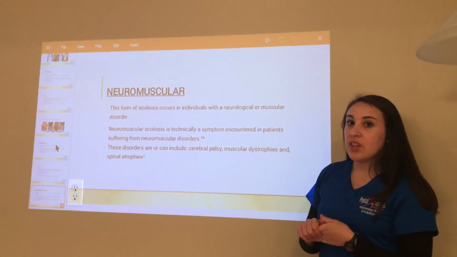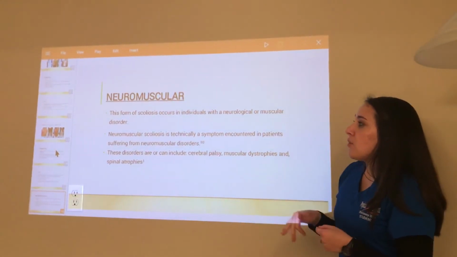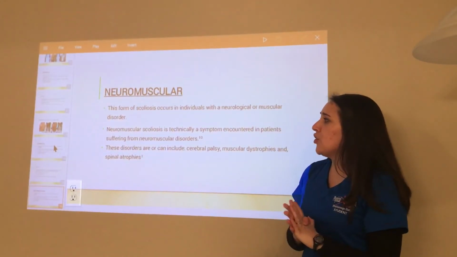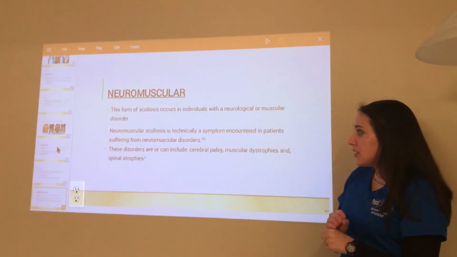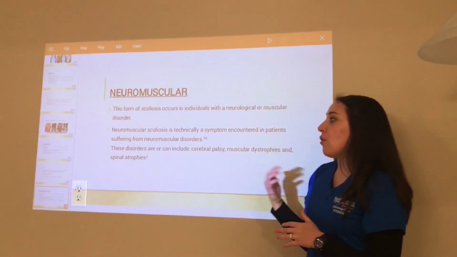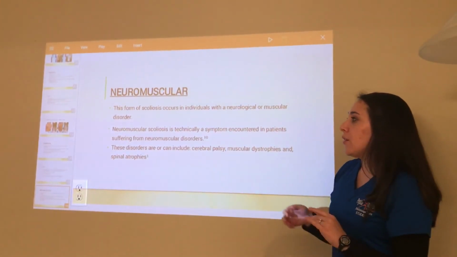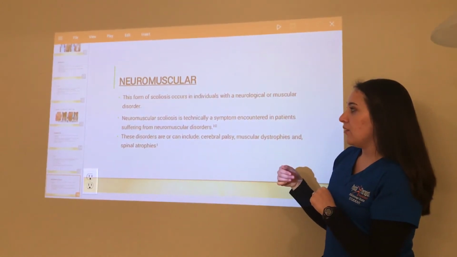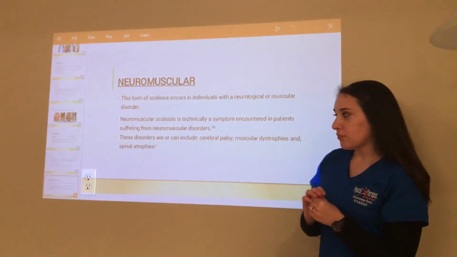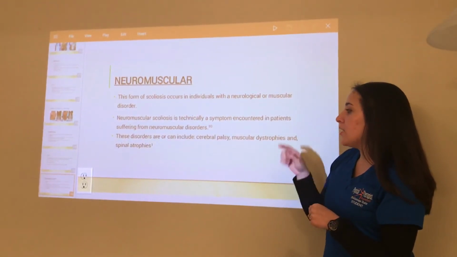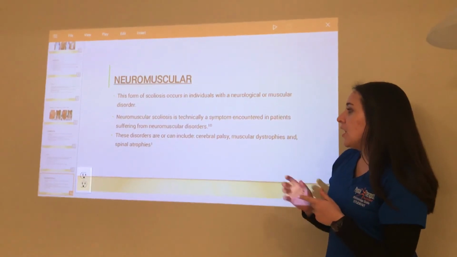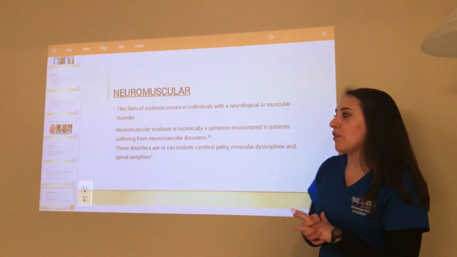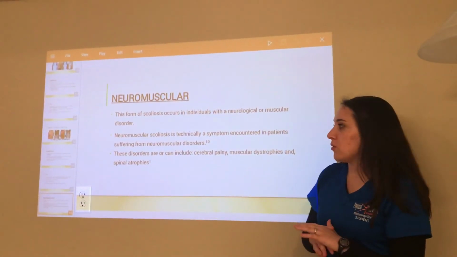Our fourth and final type of scoliosis is neuromuscular. This form of scoliosis occurs in individuals with neurological or muscular disorders. Neuromuscular scoliosis is technically a symptom that's encountered in patients who have or are suffering from neuromuscular disorders. So, due to the disease that they have, it causes neuromuscular scoliosis. Some of these disorders that can cause it are cerebral palsy, muscular dystrophy, and spinal atrophy. So, this is just a symptom, if you will, but more of another complication due to these disorders that these individuals have.